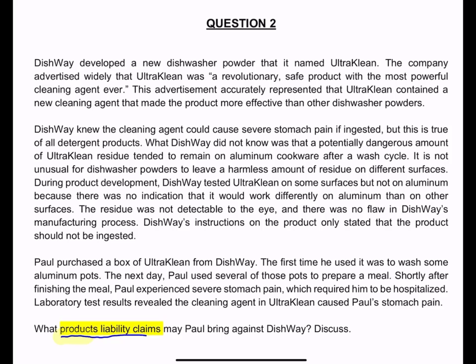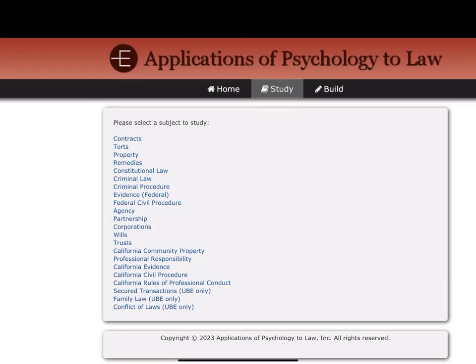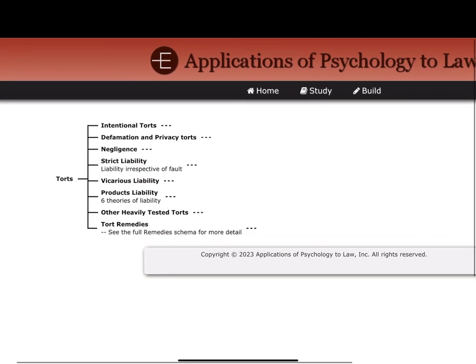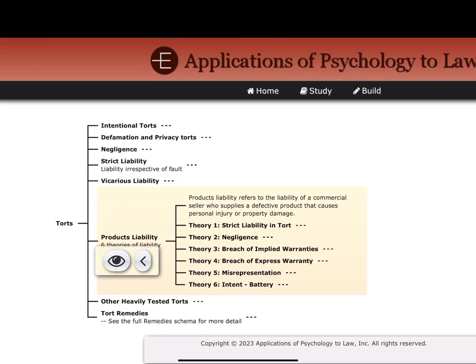Products liability hypotheticals are pretty straightforward to analyze. You need to find multiple theories of liability, and if you have a good organization of the law in mind, it's relatively straightforward to work through it. So let's take a look at our organization. We go to Proponics, to Tort, and open that up and scroll down to Products Liability. And let's look at the 6 theories of liability you should consider and probably analyze for products liability.